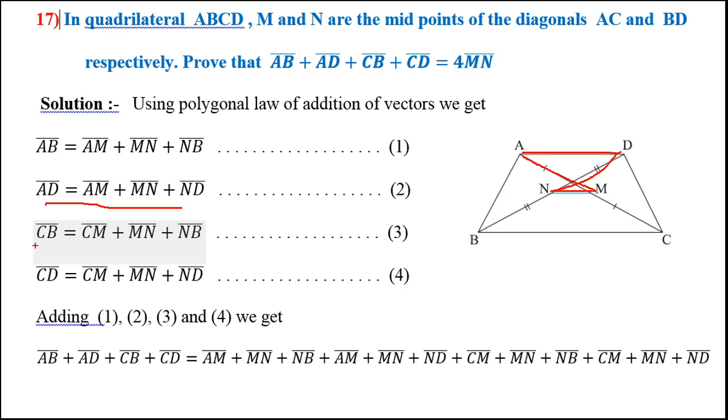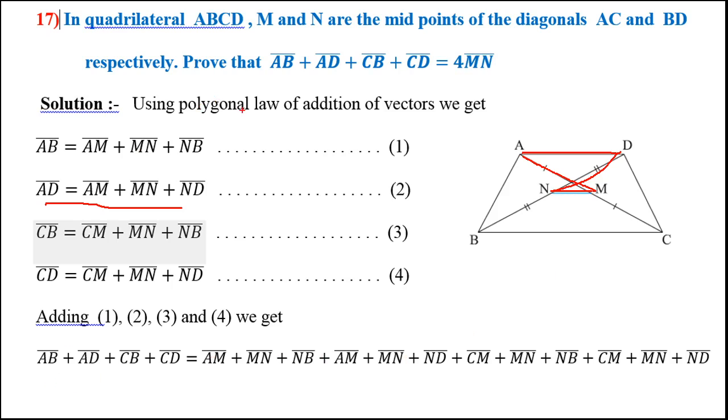Now for the third equation, CB bar. CB can be viewed as CM plus MN plus NB. So shifting a particle from C to B is equivalent to shifting it from C to M, M to N and N to B. Finally it will be at B. And similarly, I have expressed CD bar also. CD bar is CM plus MN plus ND.